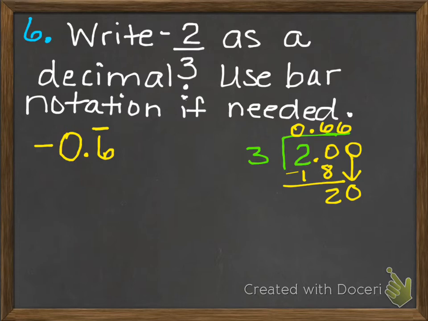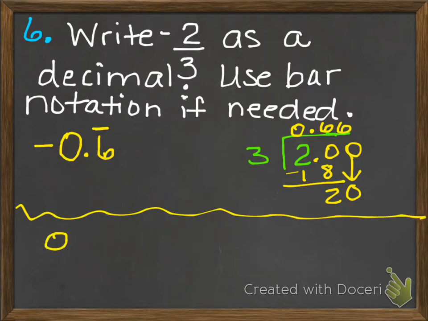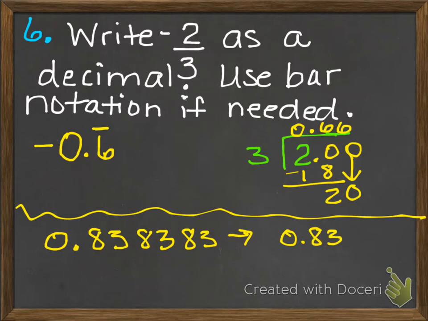Now remember, when you're using bar notation, whatever the bar goes over is going to be the one that repeats. So if it was, I'm going to go to the bottom here because this has nothing to do with this one. So if your answer was 0.8383, and so on, that would actually look like 0.83 and the bar would have to be over the 8.3.